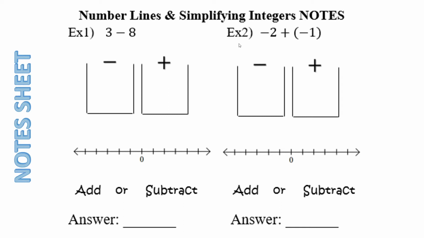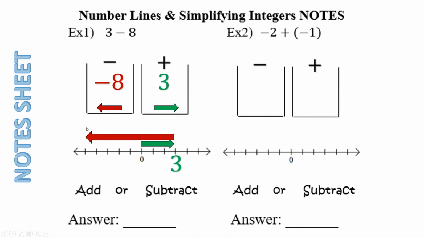So example 1, 3 minus 8, we have a positive 3 and a negative 8. So we're going to go left for the negative 8 and right for the positive 3. So we're going to go positive 3, label that. From here, turn around and go 8 spaces to the left. And therefore, we have this overlap or different boxes. So we're going to subtract. 8 minus 3 is 5, and we're on the negative side of 0, negative 5.